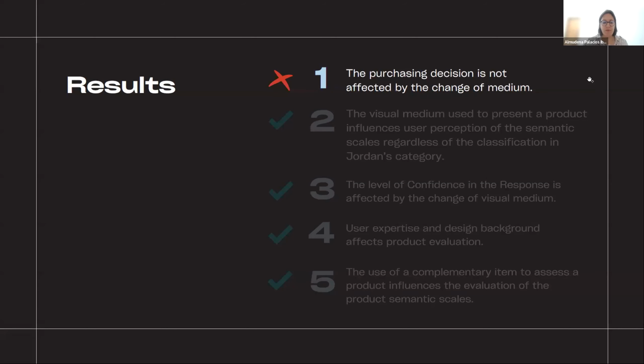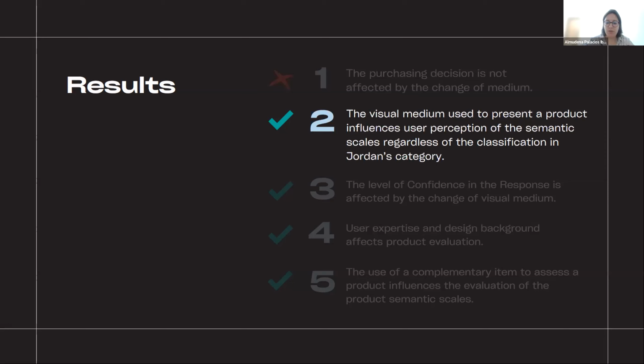So, well, the first hypothesis was rejected. The statistical analysis results showed no differences between the visual media used. So our results agree with other authors. Well, the confidence in the response for this data set was high for each medium, which suggested that users had enough information to make a purchase decision, which may explain these results.